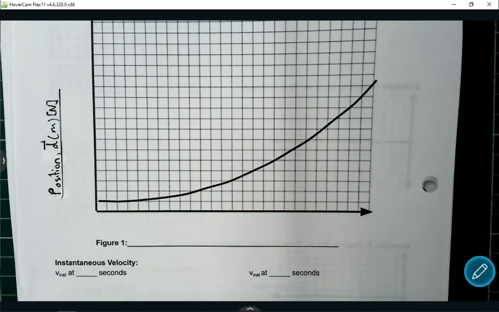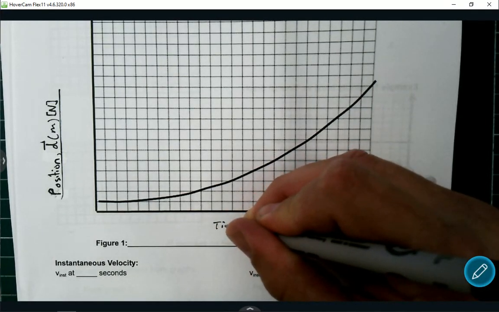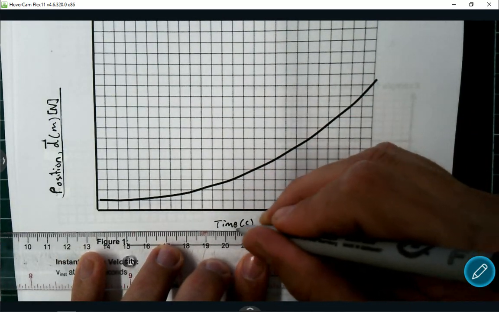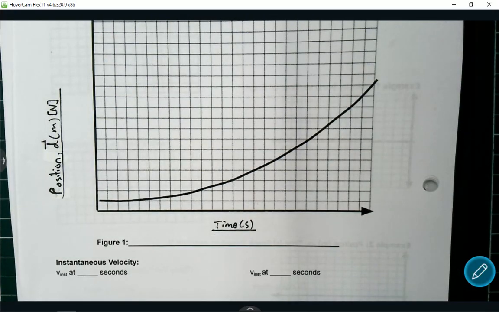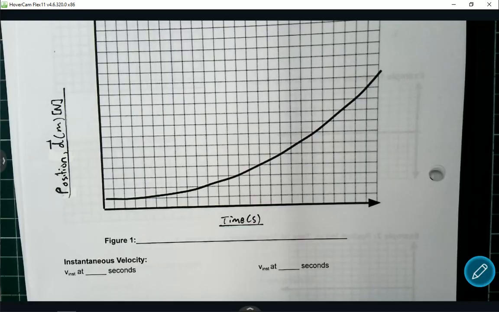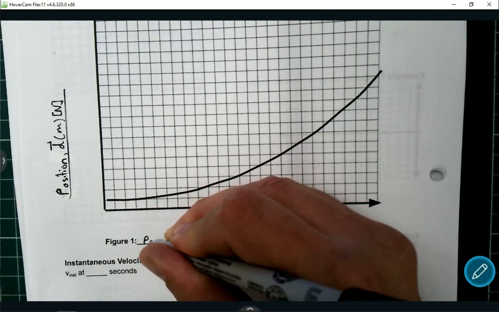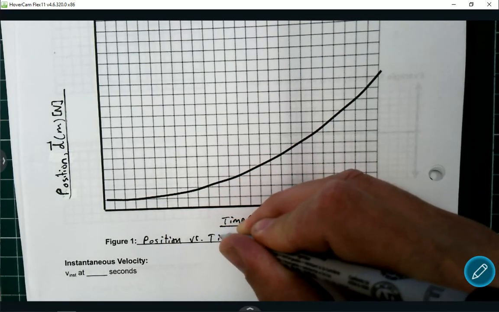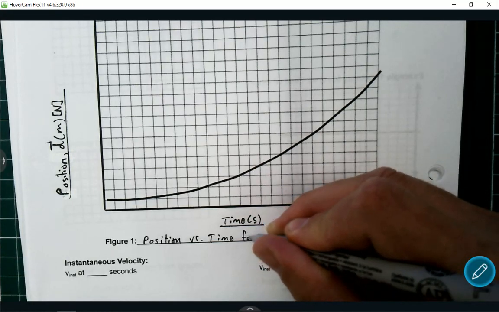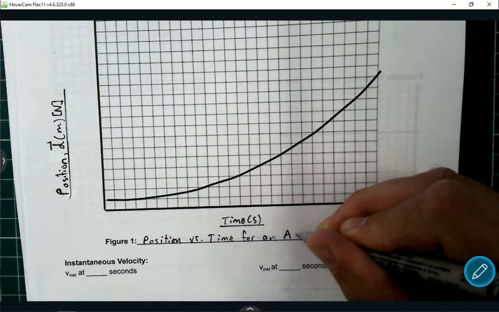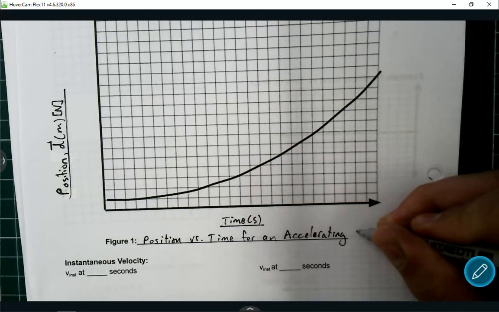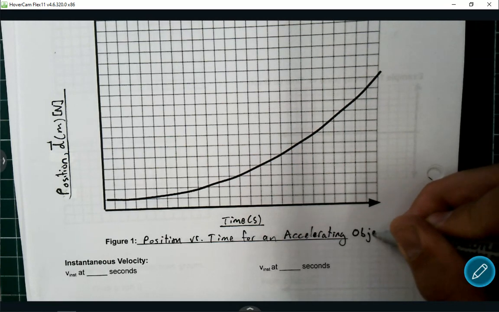All right, rotate that back. And then on the horizontal axis, we're going to have time in seconds. It's a scalar, no directions. And we'll just give this a simple title like position versus time for an accelerating object. Okay, so nice and vague.